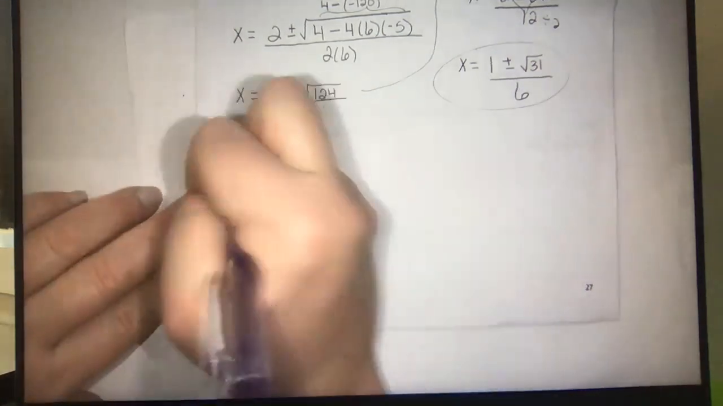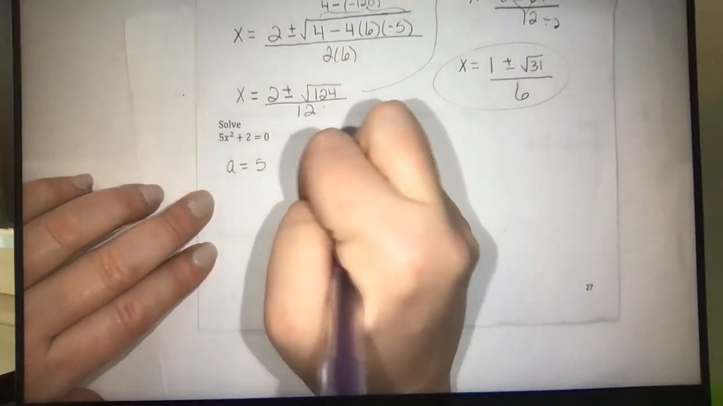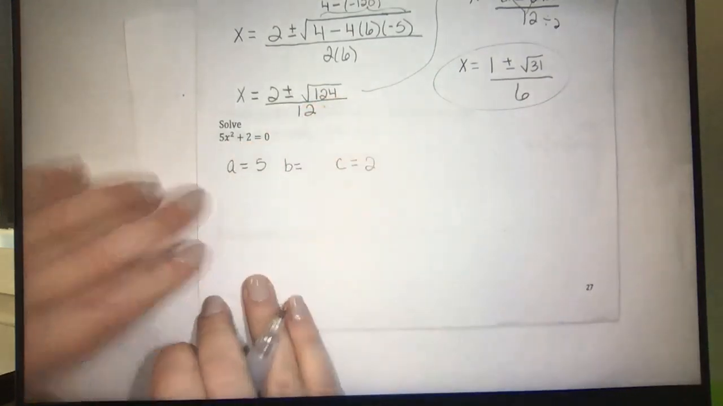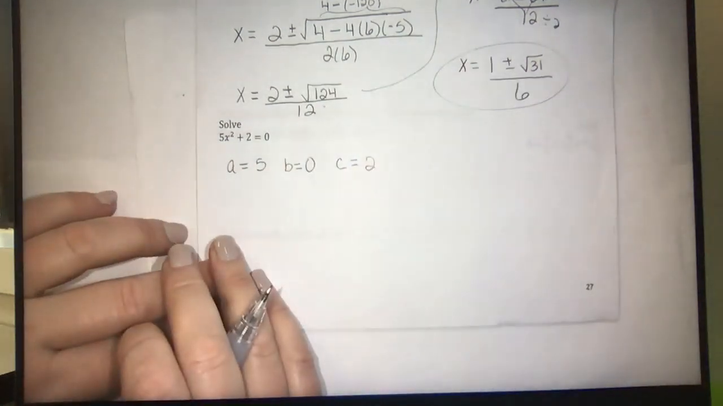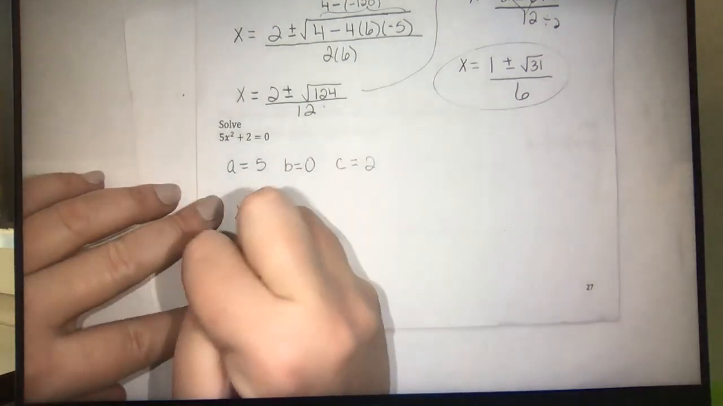Okay, so what's my A? 5. That's easy enough. And I'm sure that you guys know your C is 2. Your B, though, he's supposed to be with the X term. What's my B going to be? It's 0. Yeah, because there isn't one. That's okay. That's a legitimate number. So here we go. X equals.